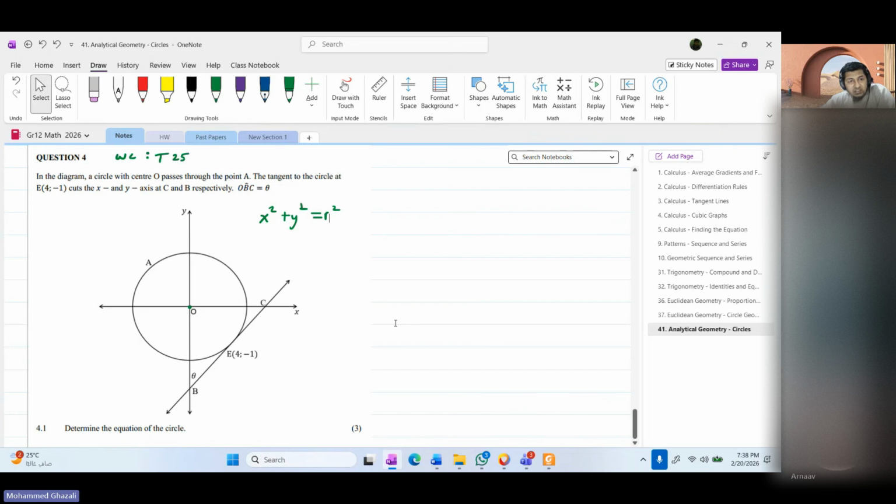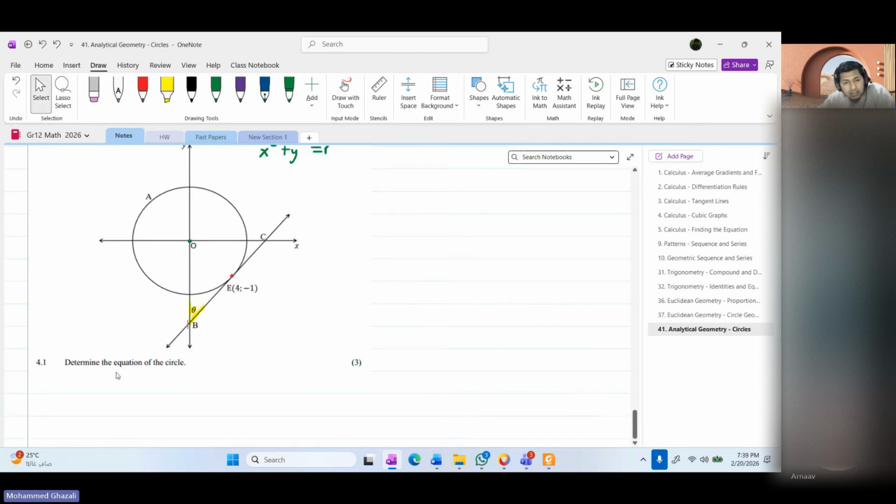Now let's see. Circle center O passes through the point A. The tangent to the circle at E. E is the tangent to the circle, right? They told us that already. Cuts the x and y axis at C and B respectively. OBC is theta. Theta angle is here, the theta angle in between here, right? And that's quite easy to find. After we find that angle there, we can take vertically opposite and so on.